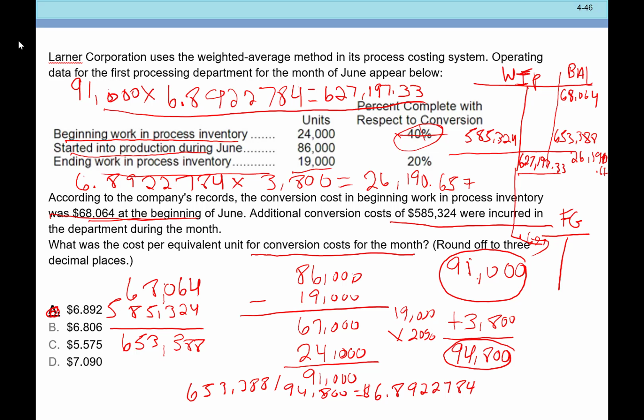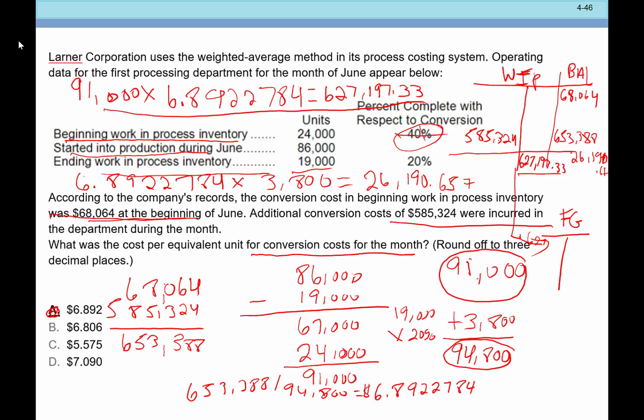Then I pick up my cost. I pick up all the costs, don't I? Those in beginning inventory and those added for the period. So I take 68,064 plus the 585,324. That's 653,388.